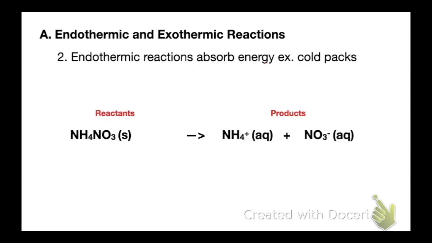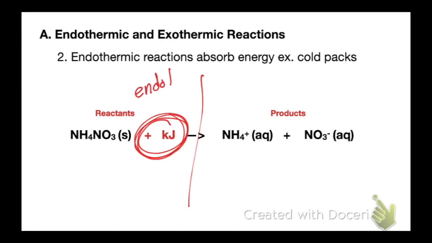So I got my reactants, I got my products. Now, NH4NO3 is ammonium nitrate. That's what's in a cold pack. When I pop a cold pack and mix the water and the NH4NO3, I make this new substance, NH4 positive, NO3 negative. You don't need to worry about that. You just need to know that this happens. Kilojoules are on this side of the equation. Whenever kilojoules are on the reactant side, it's endothermic. Energy actually gets sucked into the chemicals, not exit. It's going in, not coming out.